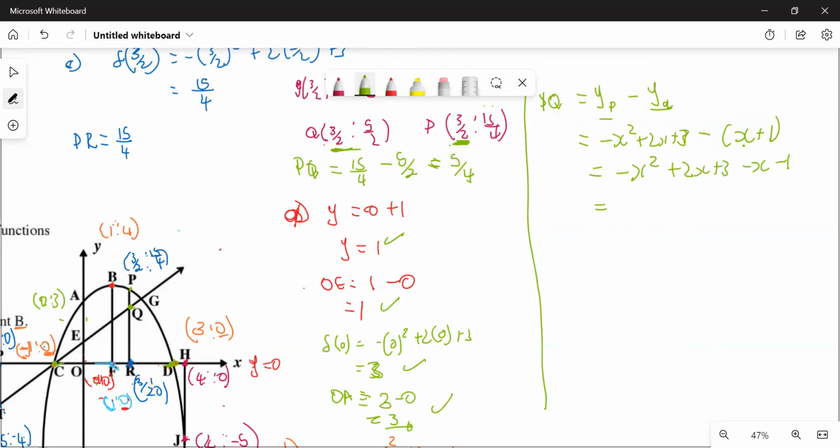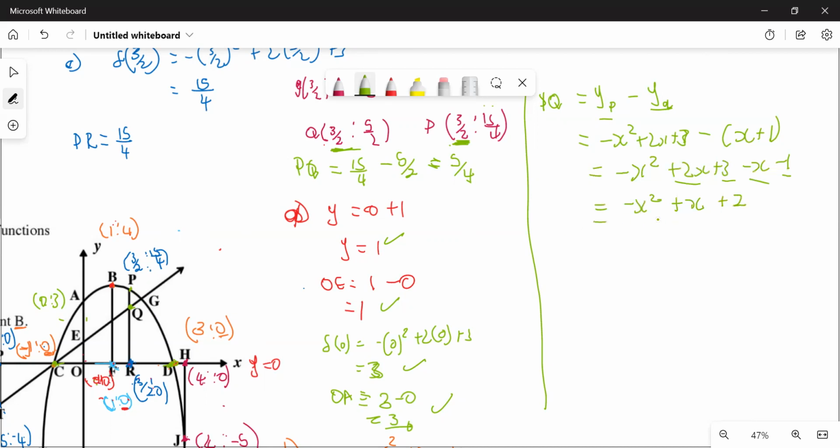And then if you simplify this thing here, it's going to give you a quadratic equation. So you're going to have minus x squared. And then this one and this one, these two, they're like terms. Yes. And then you're going to get plus x. And then this one and this one, they're also like terms. This one you're going to get plus 2.